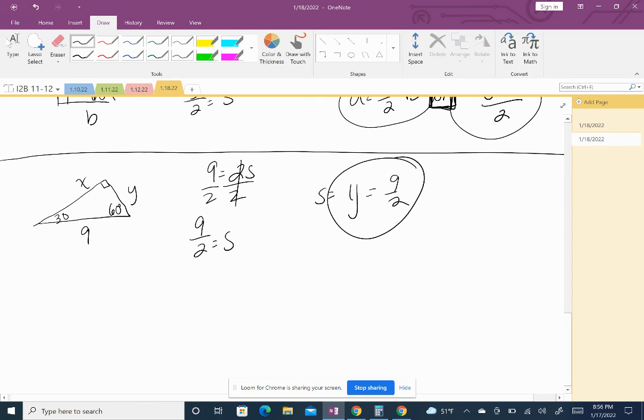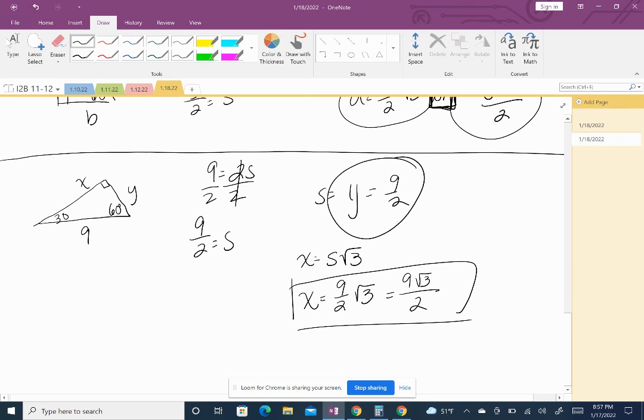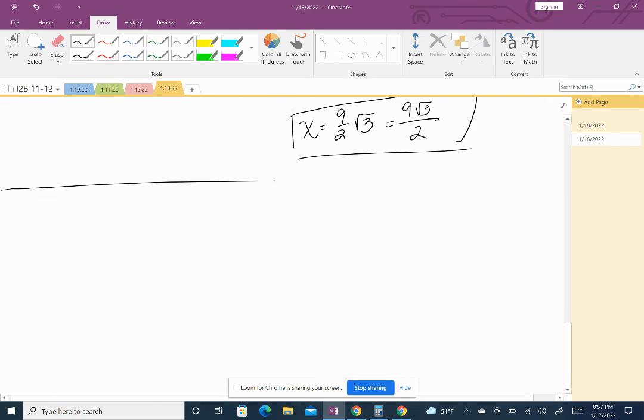It's totally fine. And then same thing, but now we're going to do it for the x. So x is equal to s times the square root of 3. So 9 over 2 times the square root of 3. Or same thing as before, you can rewrite it as 9 square root of 3 over the same bottom. Either way, gives you the same answer. Okay, and let's look at one final one.